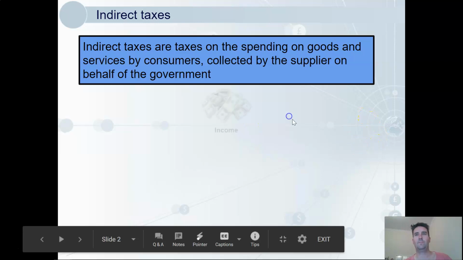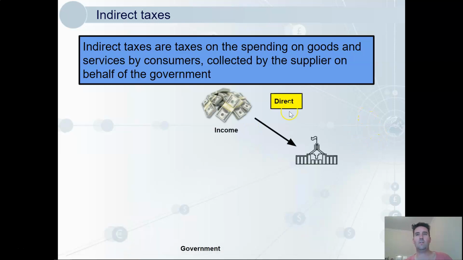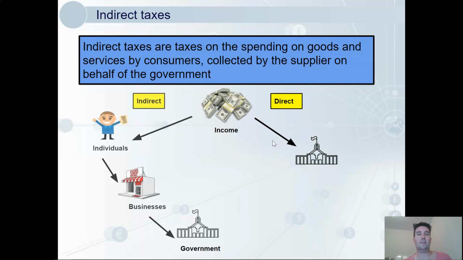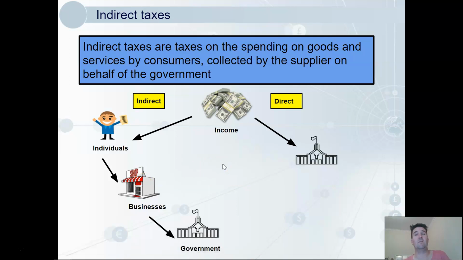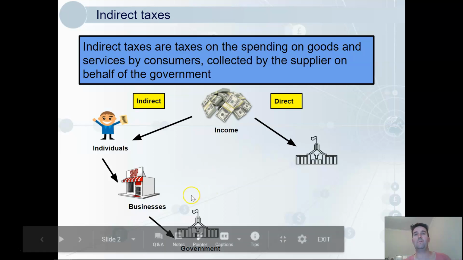So what do we mean by that? Direct taxes go directly to the government. When I get paid, I don't even get to see the portion that is paid in tax. It just goes directly to the tax office. Indirect taxes take a more circuitous route to the government. First, an individual will receive their income, then they'll spend that income with a business, and a portion of the price will be a tax, and the business then passes this on to the government. So the taxes get paid by us and they get to the government. It's just different ways of doing it.